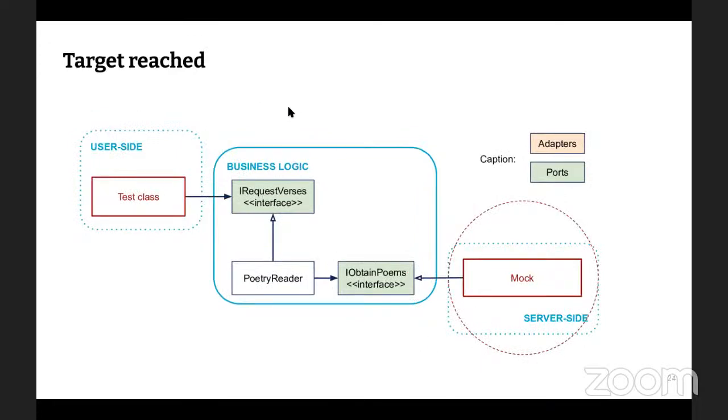Okay, so this is how the target is reached. Initially when we read the intent, it mentions that the application can be tested in isolation, right? So how can we test it? On the user side, the request can come from a test class as well, right? On the right side, the server side, we can mock it, right? And independent of both user and server, we can independently test business logic. So the complete focus will be on the business logic here.